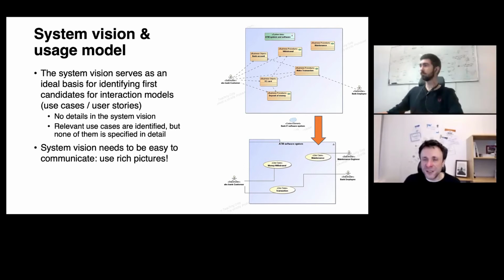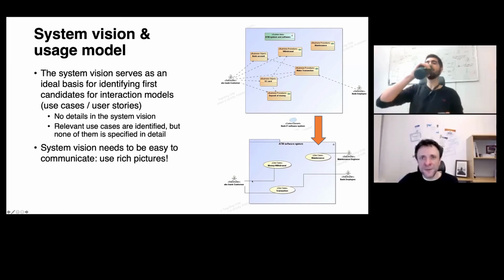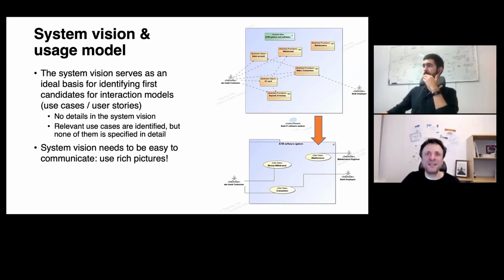And this very much depends on the complexity of a software system and the project. So if the complexity is low enough and it allows, I can focus just on my use case overview diagram because it very well represents already the relationship to the operational context. In other cases, however, not. Regardless of how I specify my system vision, important is one thing: it needs to be easy to communicate, which brings me to rich pictures.